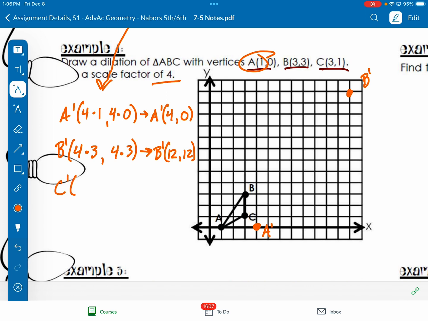And then we just got our last one, which is C. So in order to do C again, we just take our scale factor, which is 4.